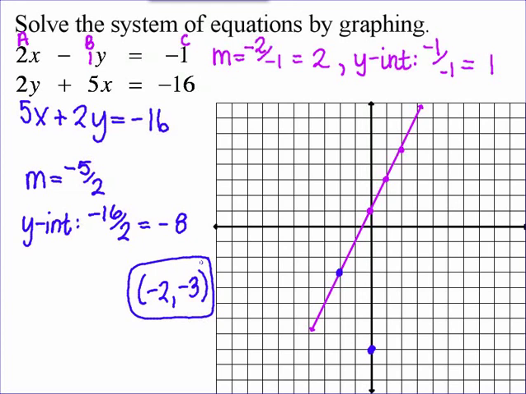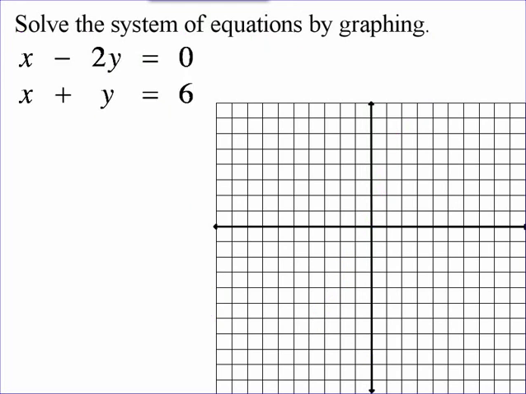Let's go ahead and look at another one. Okay, x minus 2y equals 0 and x plus y equals 6. So let's try to find our slope. What's our slope going to be here? -1 over -2. Why would it be -1? Because it's -a over b. So my slope is 1/2.